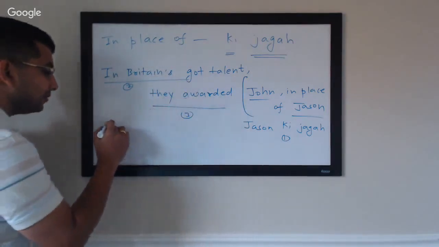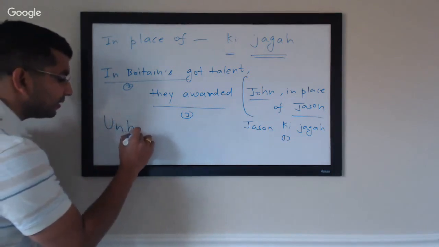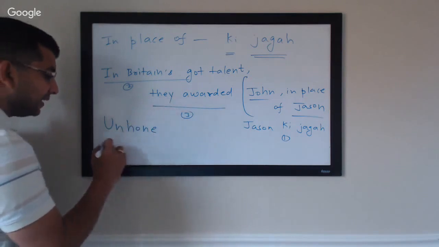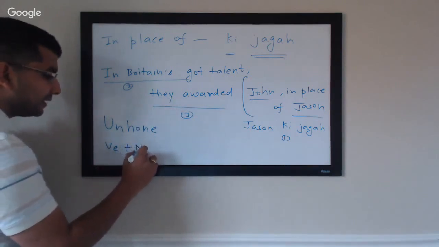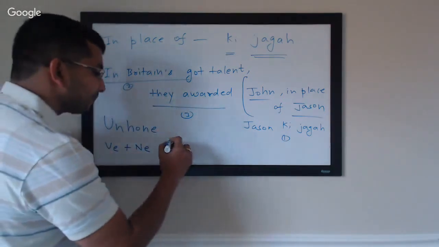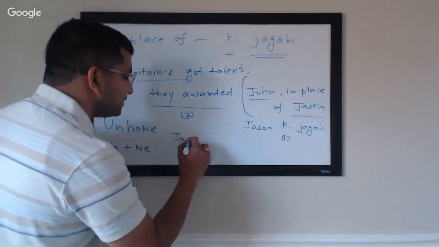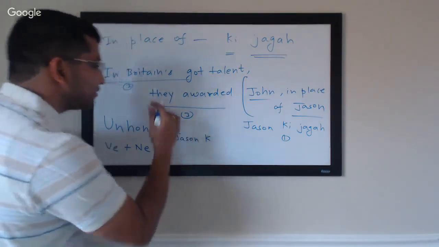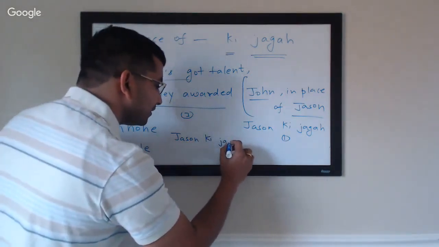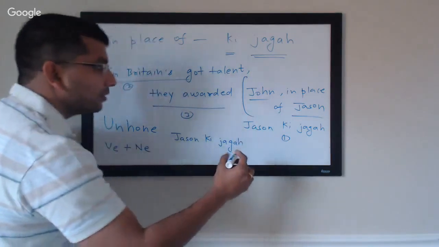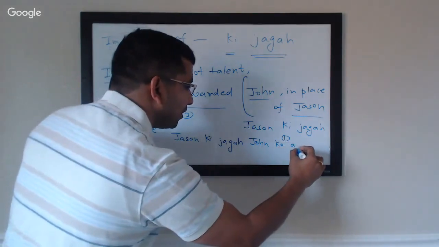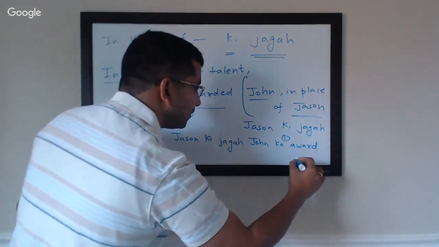They awarded. They is उन्होंने, because it's past indefinite, so it's basically they, which is वे plus ने, right? Because it's a transitive verb. उन्होंने. Instead of उन्होंने you can say judges ने, that's fine too. उन्होंने जेसन की जगह जॉन को अवार्ड दिया.